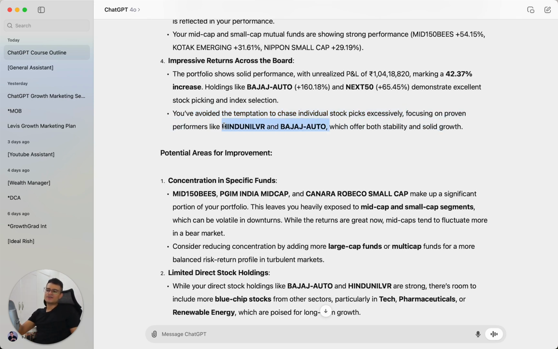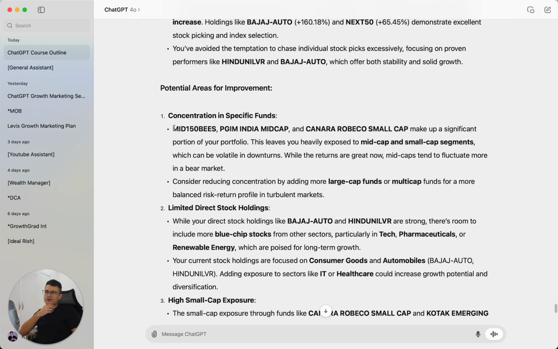Now, I do have some individual stocks like Hindustan Unilever and Bajaj Auto. So as per it, it's like stable stocks. I could have had more, but these were old ones that I bought and I never wanted to sell it. But now I no longer buy any individual stocks. Then there's some areas for improvement, which some people have also commented on my YouTube videos. So thank you all for that.